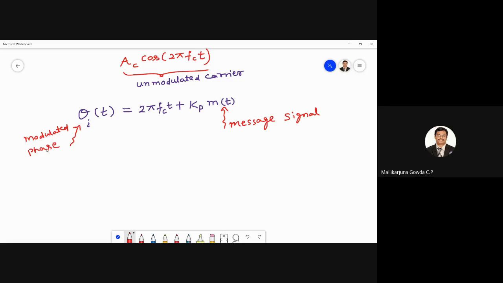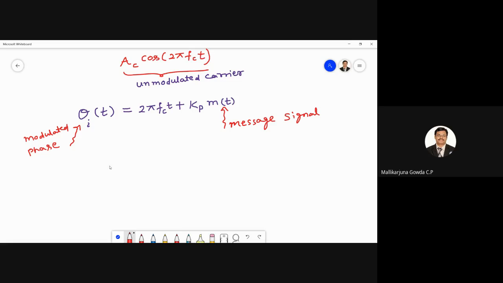So here the modulated phase, theta i of t, is proportional to the message signal. As the message signal varies, accordingly the phase of the carrier will vary. That is the meaning of this. So theta i of t is equal to 2 pi fct plus Kp into m of t.